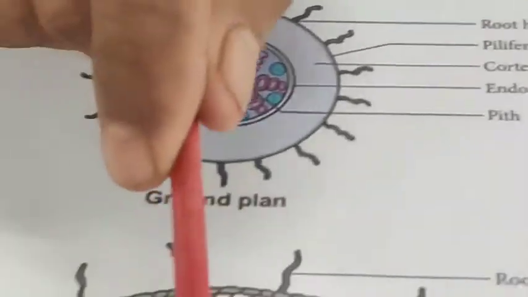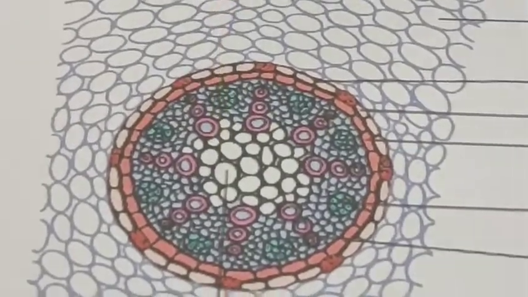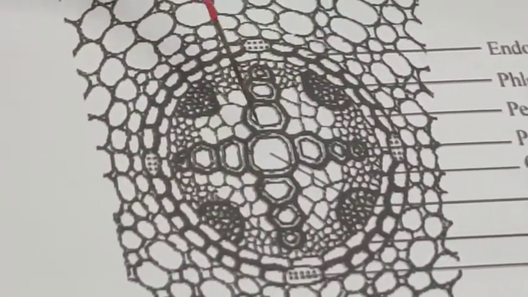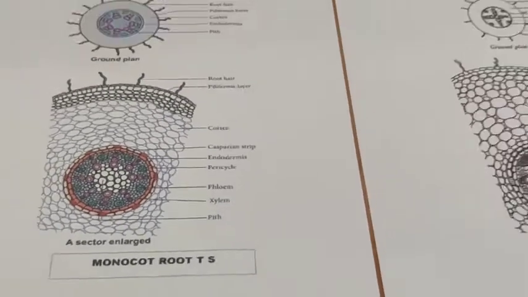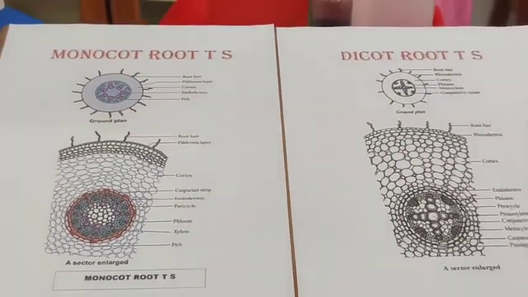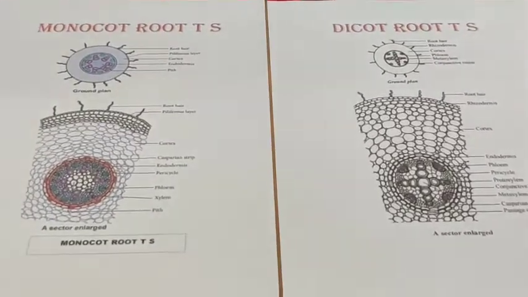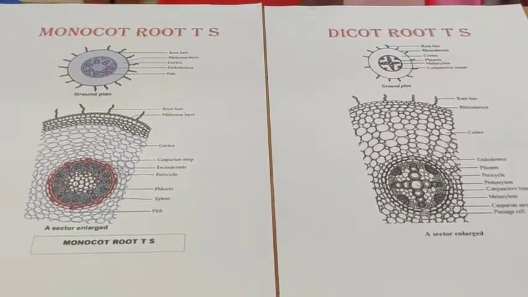Then see in monocot there will be pith or medulla, but in dicot there is no pith. If present, it is very small. So the pith is absent, we can say. Those are the differences between dicot root and the monocot root. So after taking the section, you can identify whether it is dicot root, monocot root, or the stem, monocot or dicot, that you are doing that experiment.